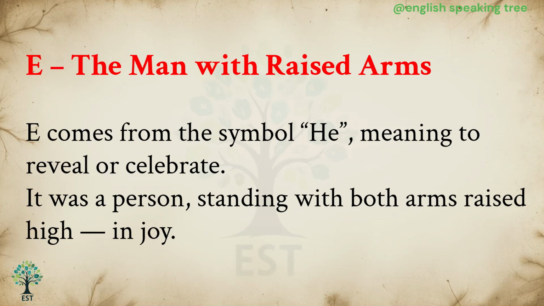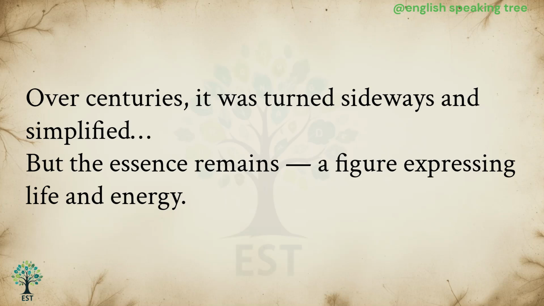E, the man with raised arms. E comes from a symbol meaning to reveal or celebrate. It was a person standing with both arms raised high in joy. Over centuries, it was turned sideways and simplified. But the essence remains, a figure expressing life and energy.